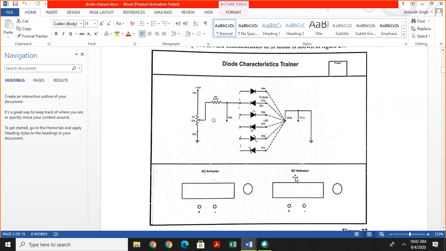This is the DC voltmeter used to measure the voltage across the diode, and this is the DC ammeter which is used to measure the current through the diode.